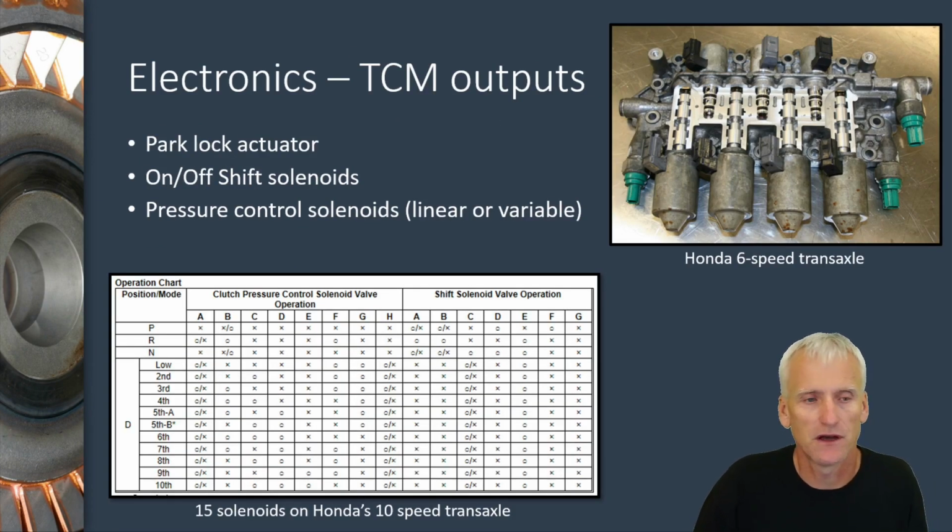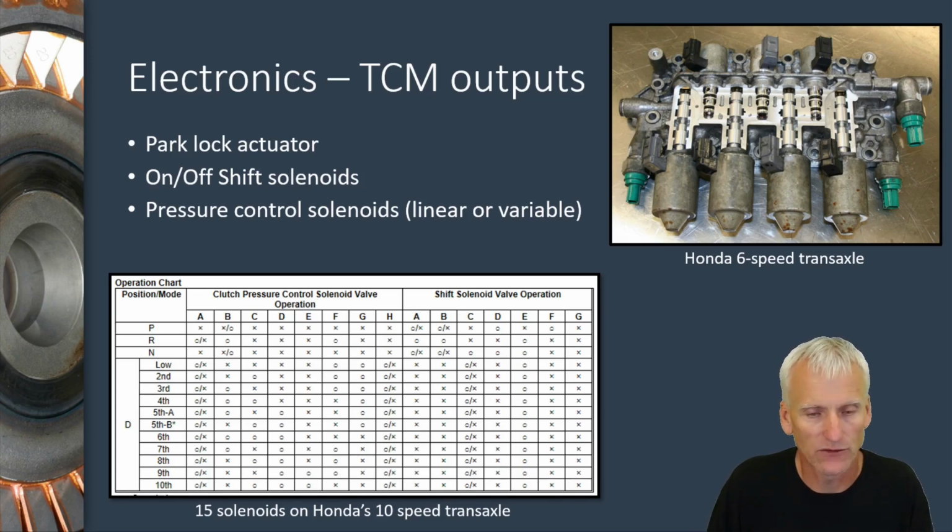Outputs for these automatic transmissions are mainly solenoids. You could say there are lights for the PRNDL on your dashboard and the CAN bus or a diagnostic link connector, that kind of stuff. But for the most part, when we're thinking of the operation of a transmission, we're really dealing with solenoids. We're going to have solenoids that control pressures and solenoids that control the movement of shift valves.